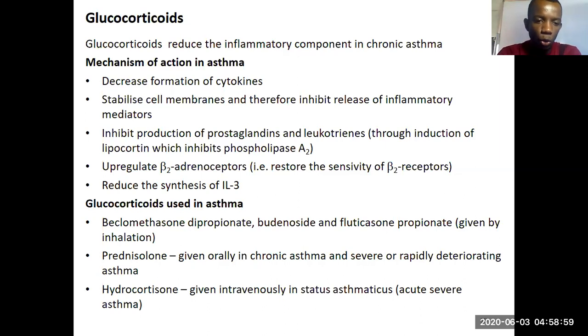Now, how do we use glucocorticoids in asthma? We have beclomethasone dipropionate, and we also have budesonide and fluticasone propionate, which are given by inhalation. Then we also have prednisolone, a glucocorticoid which is given orally in chronic asthma and severe or rapidly deteriorating asthma. We also have hydrocortisone, which is given intravenously in status asthmaticus or acute severe asthma.